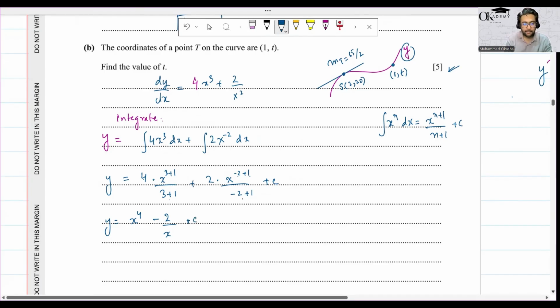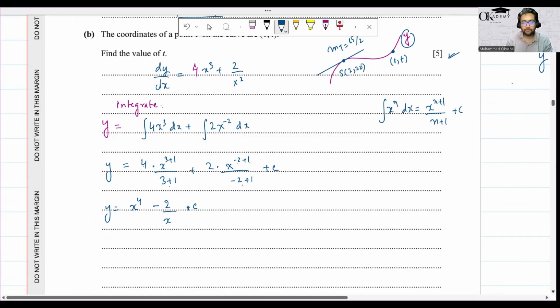Right. I have a function. I've got y, but there's a slight hiccup. There's a slight problem, and that is, I do not know what c is. So this is a little incomplete. Okay. I could use this point to work out the value of c, because if I were to put 2 for x and 20 for y, I'll get c.